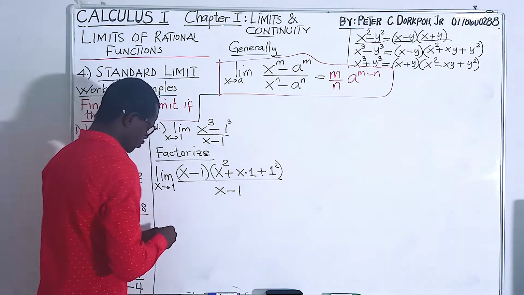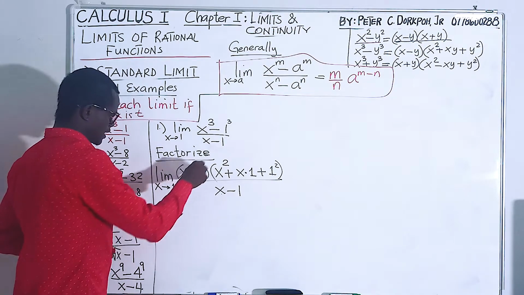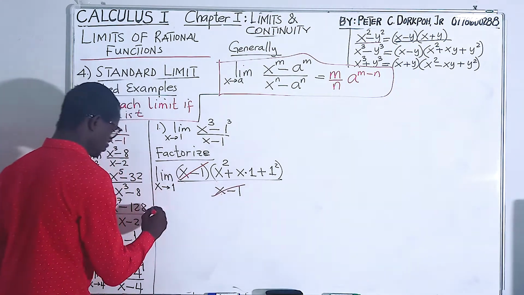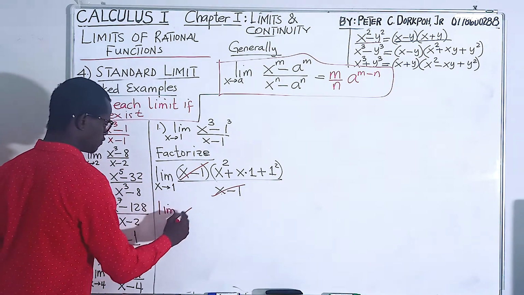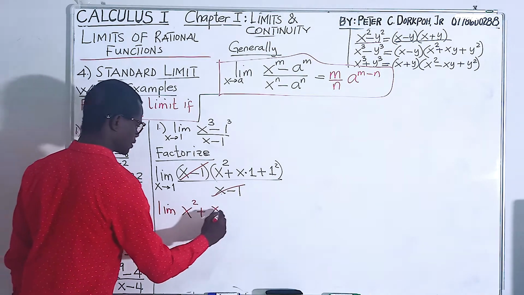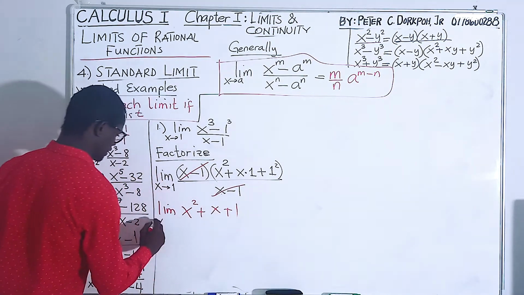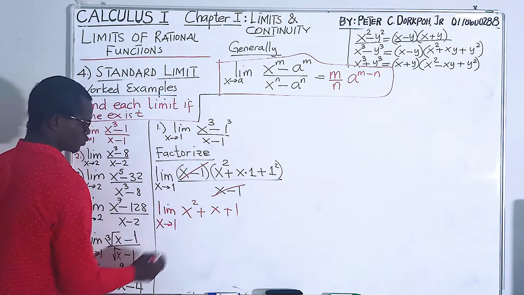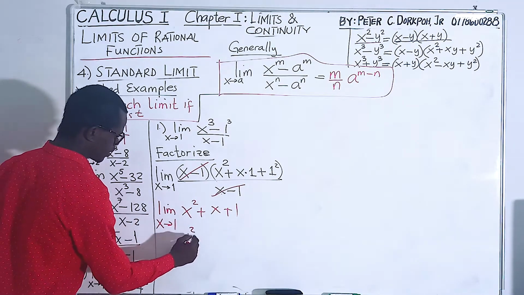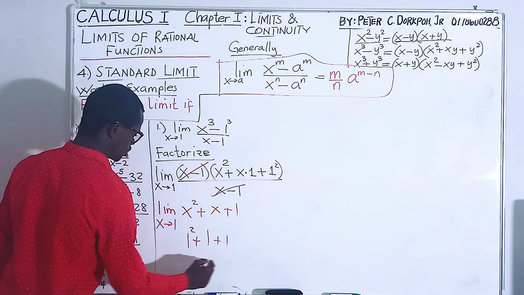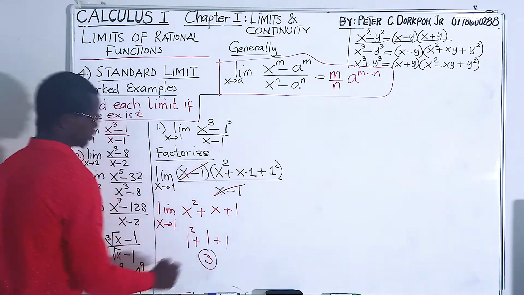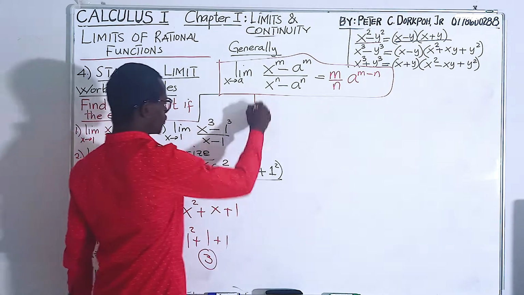So what happens? What do you observe? You observe that x minus 1 and x minus 1 will go out. You'll be left with the limit of x squared plus x plus 1 as x now approaches 1. What will you have? You apply the limit, you have 1 squared plus 1 plus 1, which is just equal to 3. But let's go the other way.